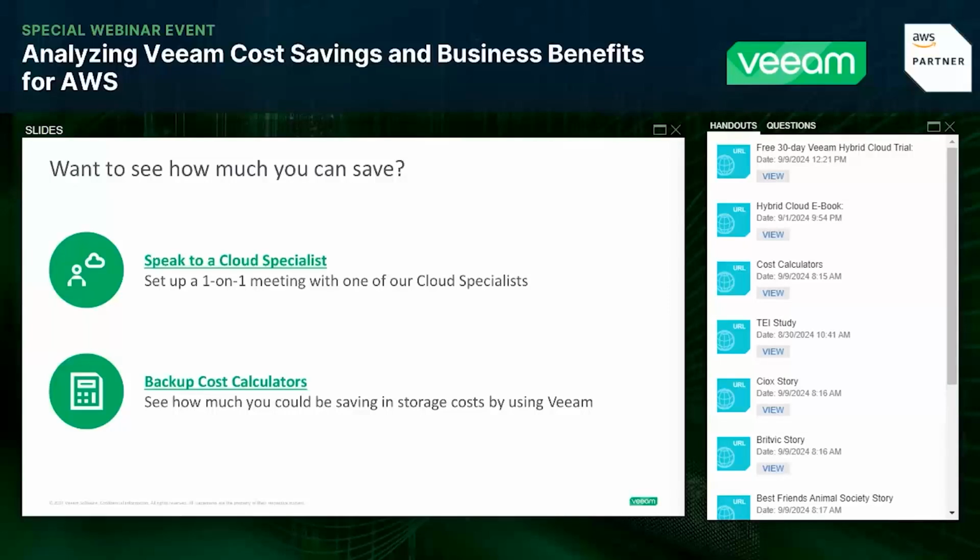So a few other links that you can look at is our backup cost calculators. Along with the TEI study, we also came out with a backup cost calculator for you guys to go through without having to put in any personal information. You guys can see how much you could potentially save in backup costs with Veeam. And then if you want a deeper look into what that would entail, then you would put in your information. So it's essentially free for you guys to use right now at the first level.